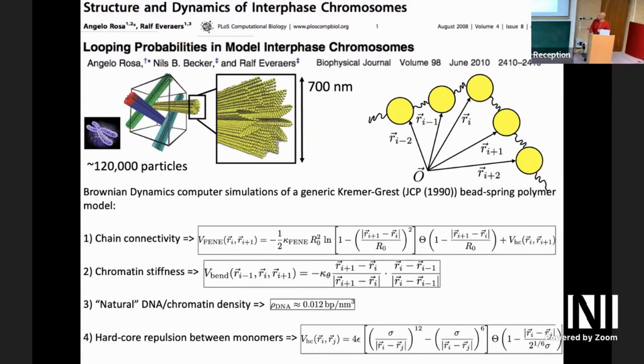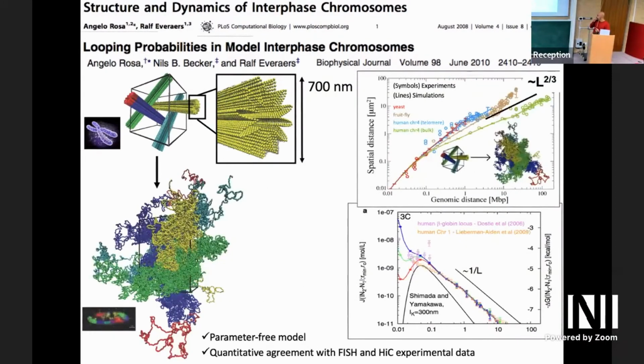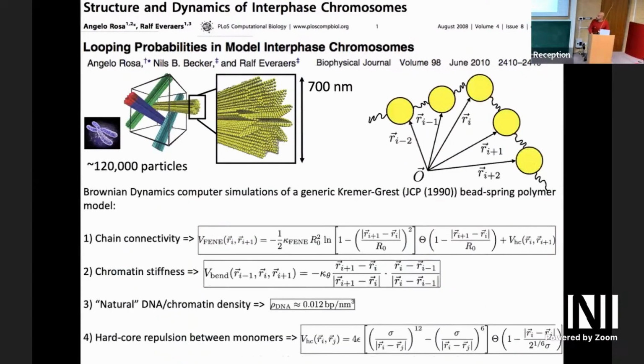Whenever these monomers move around, they can bump into each other, but they cannot cross each other. It's purely repulsive. And one monomer, because this is a coarse-grained polymer model, stands for about 3,000 base pairs of chromatin DNA, which is about 30 nanometers in size.